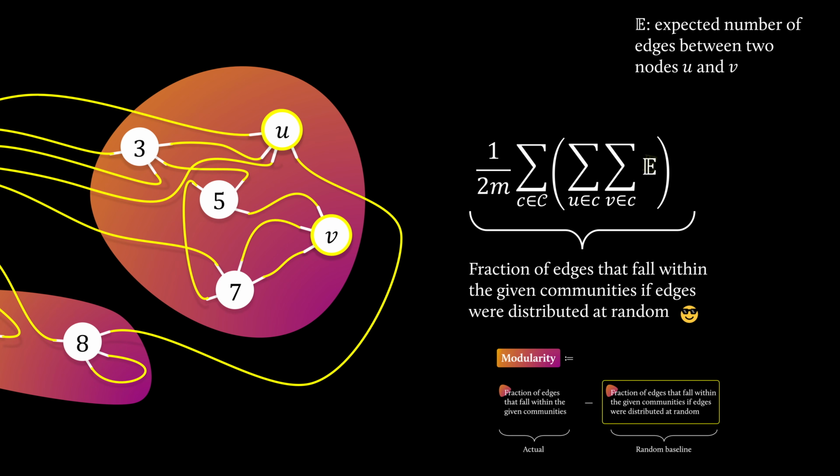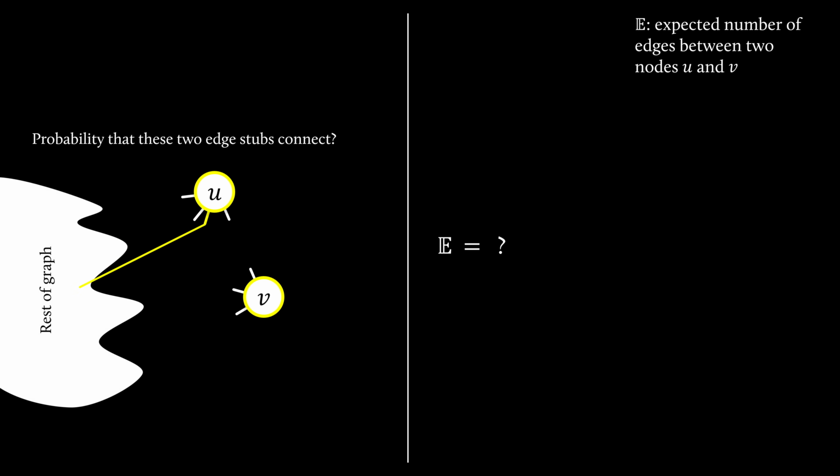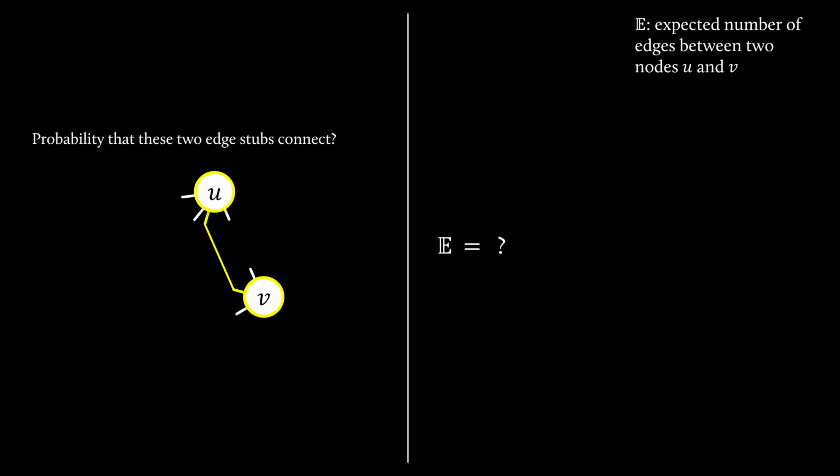So then, what is the expected number of edges between 2 vertices u and v? For that, let's pick 2 edge stubs and ask ourselves, what is the probability that these specific stubs will connect? Starting with this one stub, what other stubs could it possibly connect to? It could connect to any other stub in the rest of the graph, or this stub, or this one, even to another stub on the same node, producing a self loop.